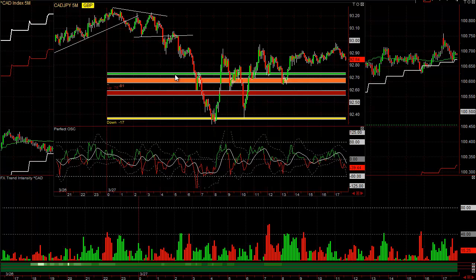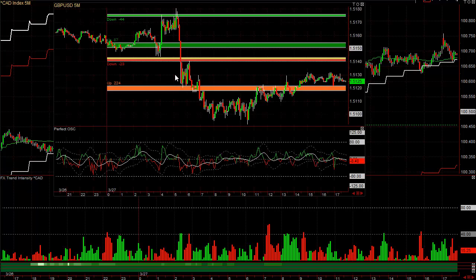Let's do the pound dollar here. So last week it went up 224 pips. The point of control of last week, the lower value area fell 23 pips yesterday. The upper value area fell 44 pips. So last week was a big up week, but yesterday was a down day. And so if today the market can't get over the resistance here, what a great place to short.